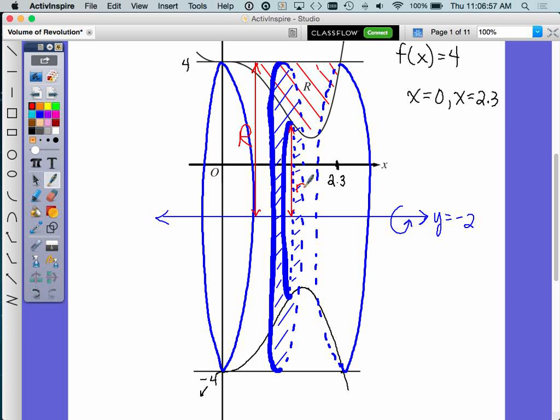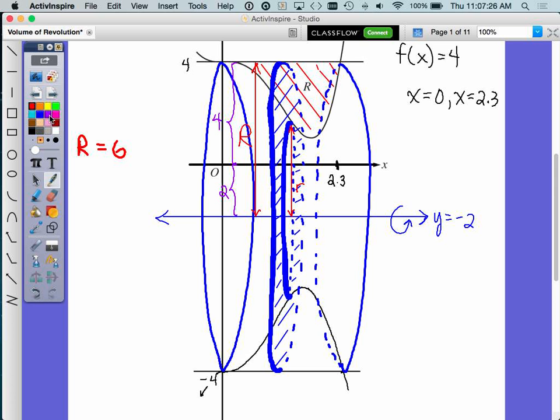To calculate these, I have to recognize that this big radius is really made up of 2 parts. I've got this part here, which I know is 4, and this part here, which I know is 2. So the big radius is just 6, and no matter where my slice is as I move across here, that big radius is always going to be 6. So that's sort of easy, and I can just write that down now. Big R equals 6. It's a constant.